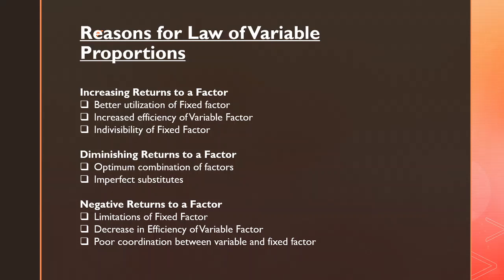Because the fixed factor, that is land, has its own limitations, and there is poor coordination between variable and fixed factors. So our negative return to a factor law, or third stage, is applied. For this reason the law of variable proportion is applicable.